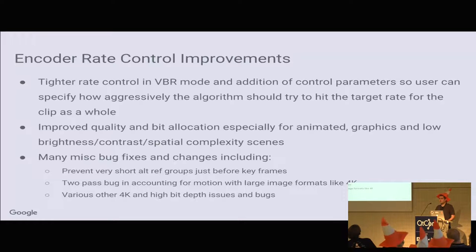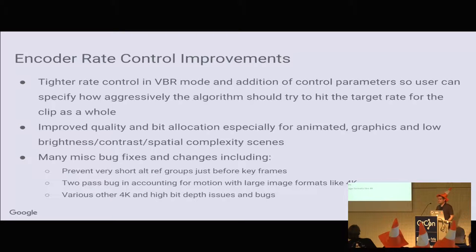So on the encoder, we've done a lot of improvements to our rate control. We have a tighter rate control in VBR mode now, and some control parameters so that you can try to adjust what your tolerance is if you're trying to shoot for bit rates on single clip scenarios versus an entire corpus where really you don't care about where an individual clip comes in.